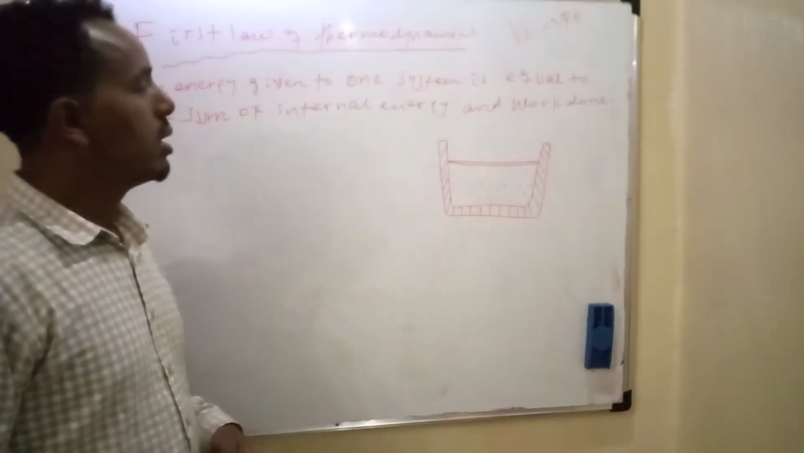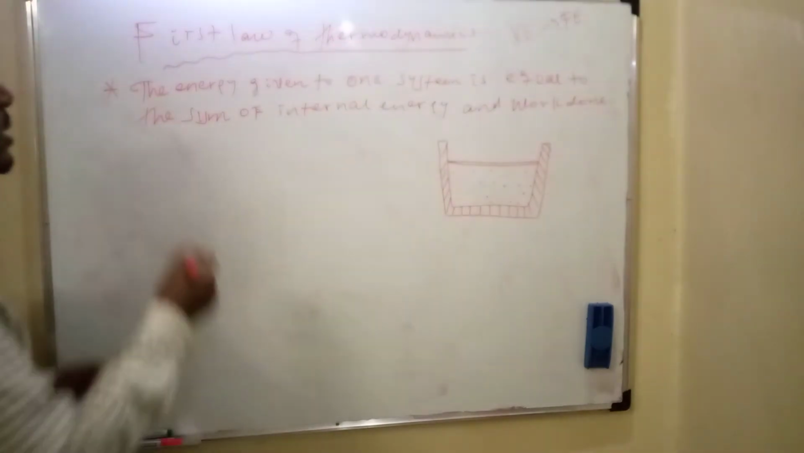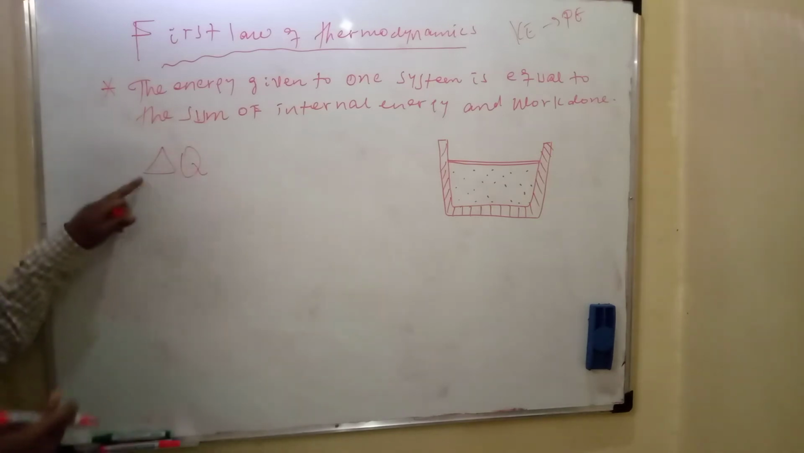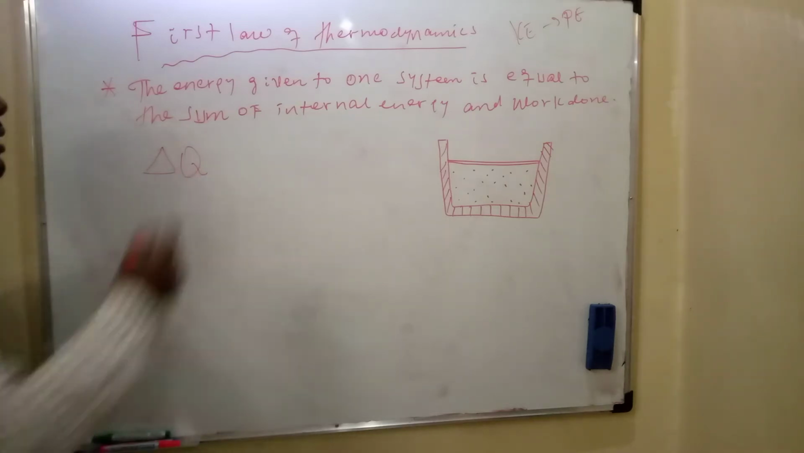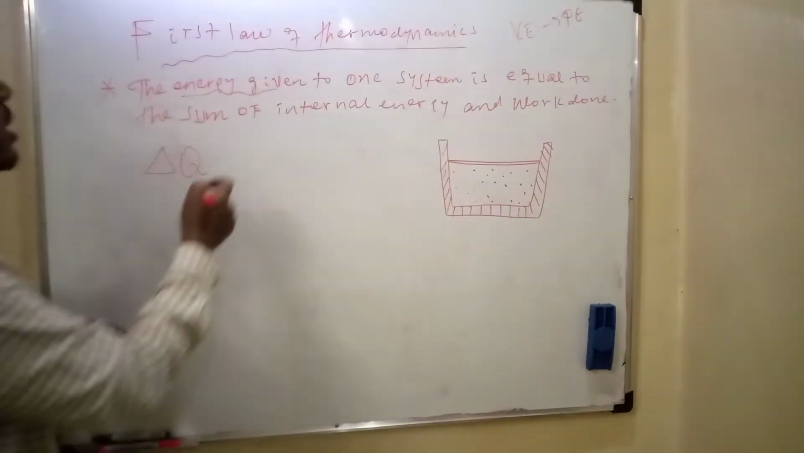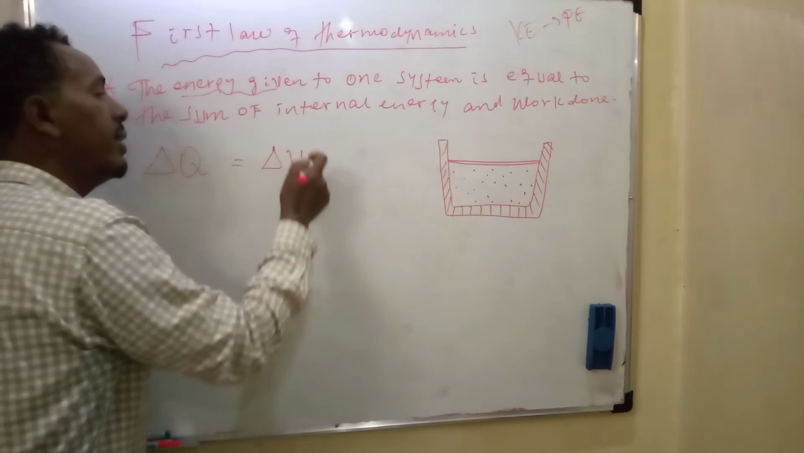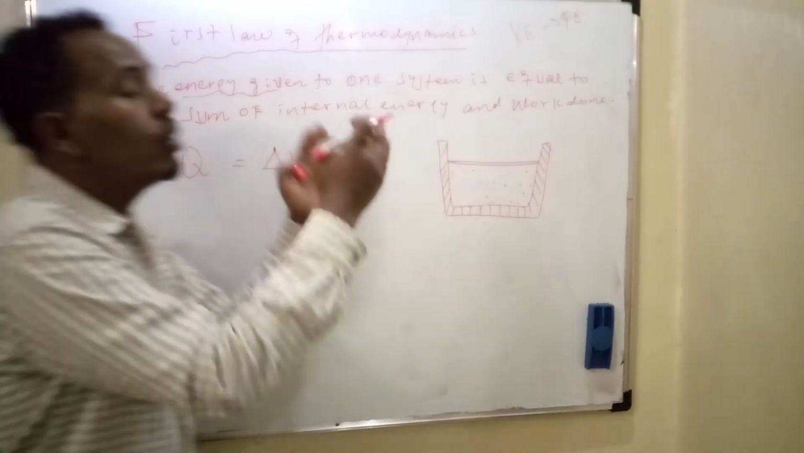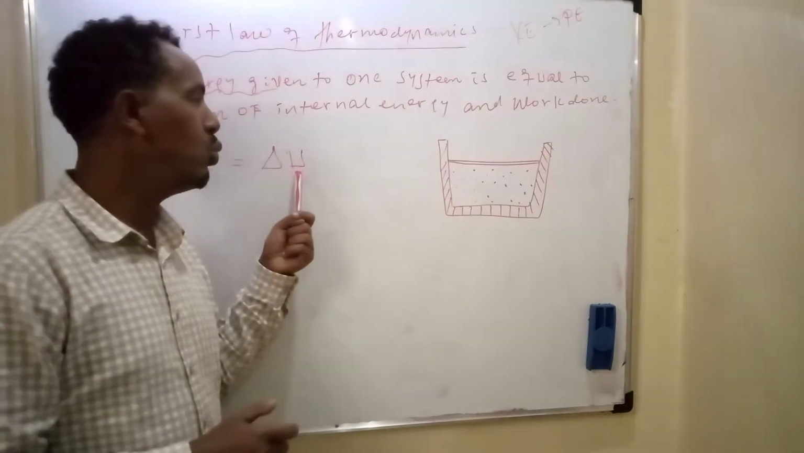If some amount of energy is given to this system, let's say the energy given to this system is delta Q. Q is the symbol for heat, so the heat that flows to the given system is delta Q, the change in Q, which equals the change in internal energy, symbolized by delta U. Internal energy is the total energy of one system.